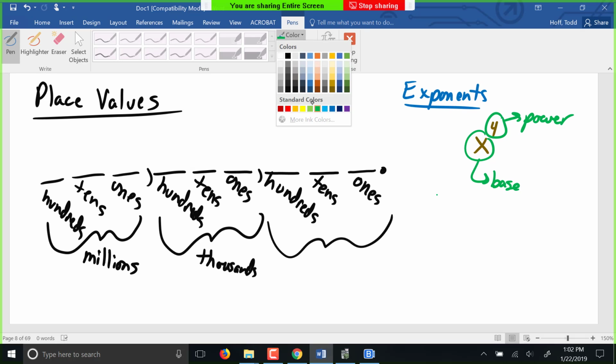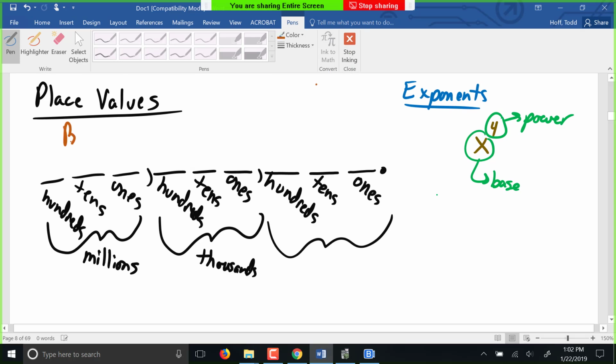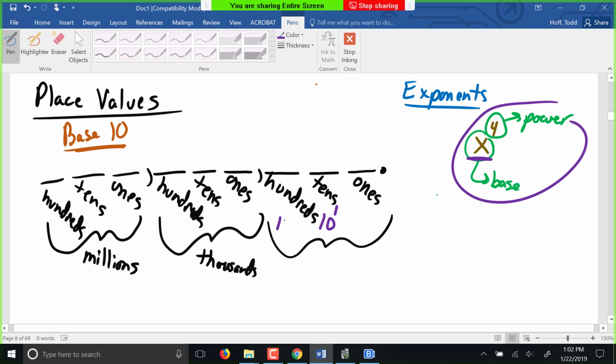Well, our number system is referred to as a base 10 number system. What that means is our place values actually come from exponents with a base of 10. Most of you probably recognize 10 to the power of 1 is 10. 10 to the power of 2 is 100. 10 to the power of 3 is the 1,000. 10 to the power of 4 is the 10,000s. 10 to the power of 5 is the 100,000s. 10 to the 6 is the 1 millions, and so on.